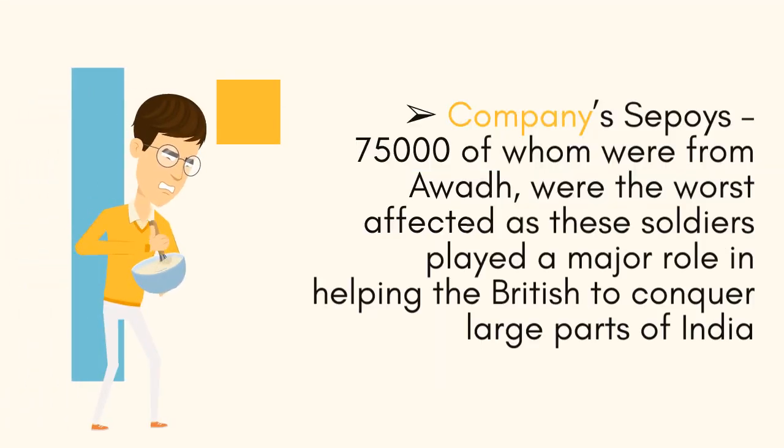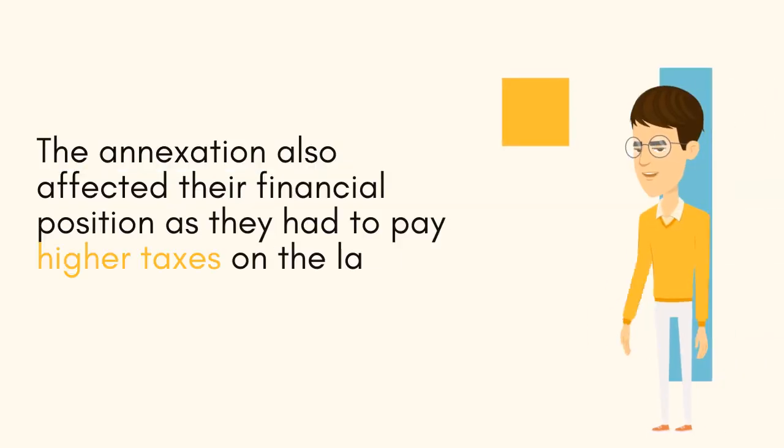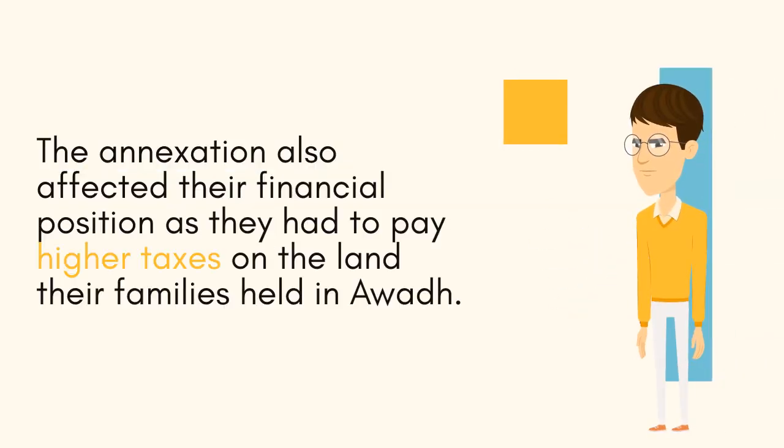Company's sepoys, 75,000 of whom were from Awadh, were the worst affected as these soldiers played a major role in helping the British to conquer large parts. But they did not like that their homelands should come under the foreign sway. The annexation also affected their financial position as they had to pay higher taxes on the land their families held.